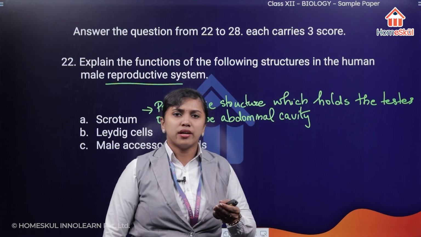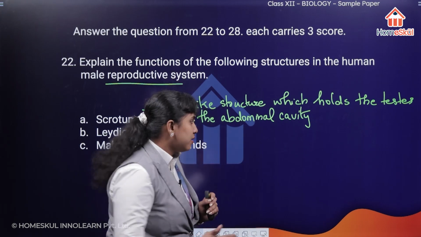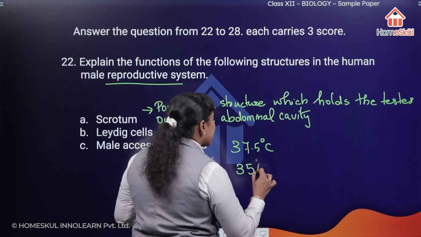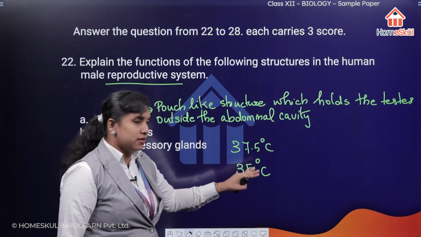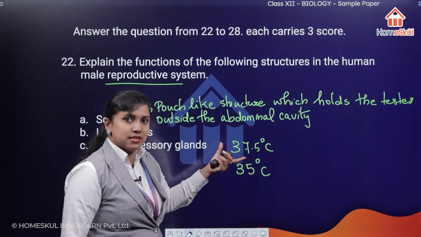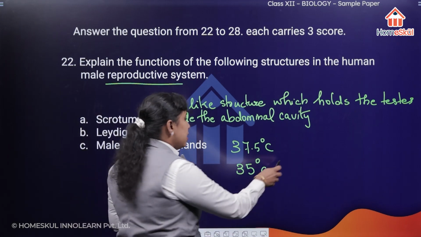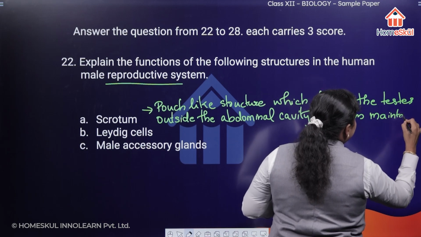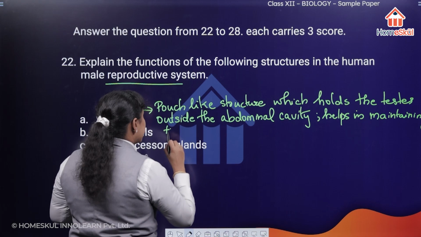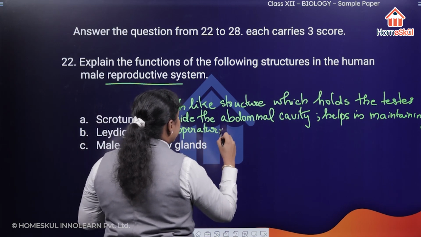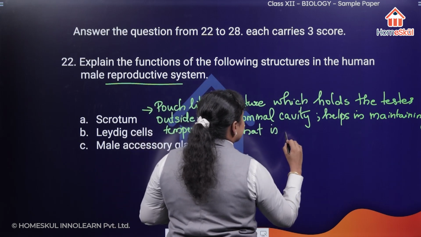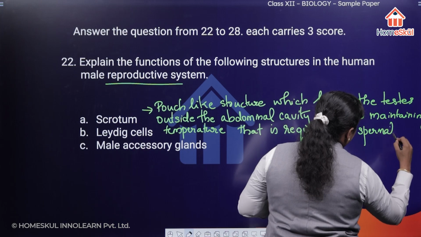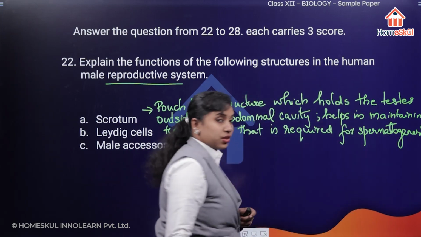We know that spermatogenesis requires a temperature which is lower than our body temperature. Our body temperature is somewhat 37.5 degrees Celsius, where spermatogenesis only requires approximately 35 degrees Celsius. So, in order to maintain this lower temperature, the testis is located inside the scrotum. So, it helps in maintaining the temperature that is required for spermatogenesis.